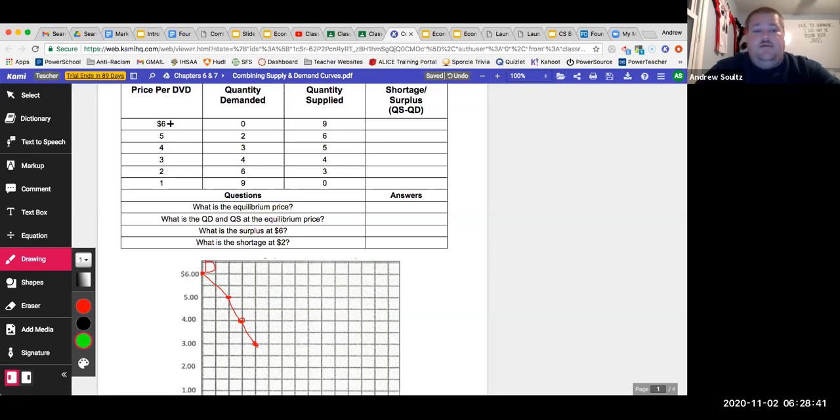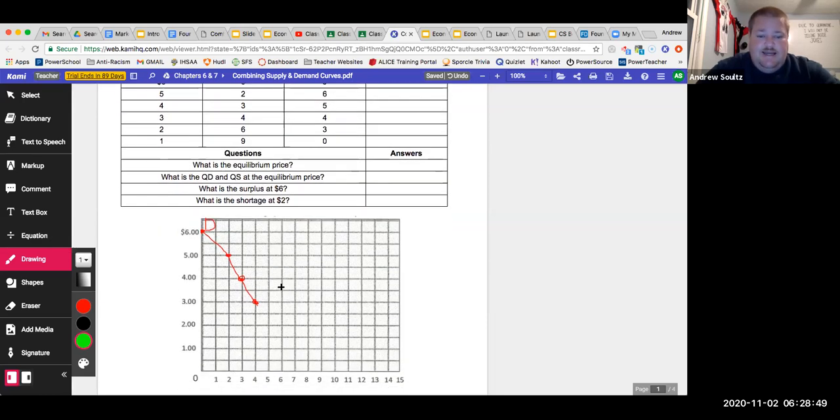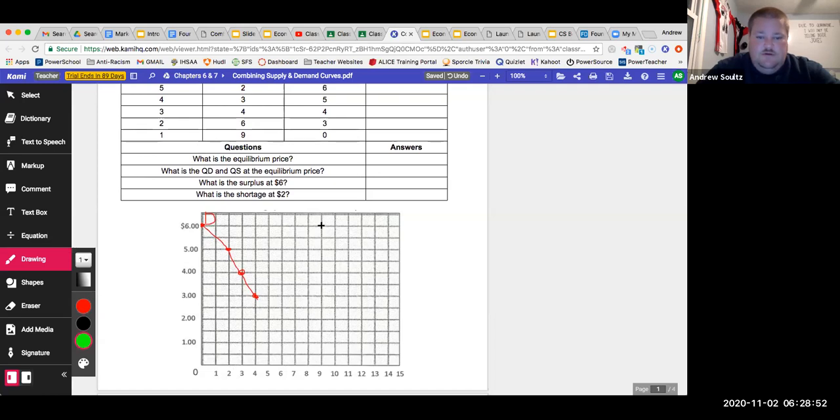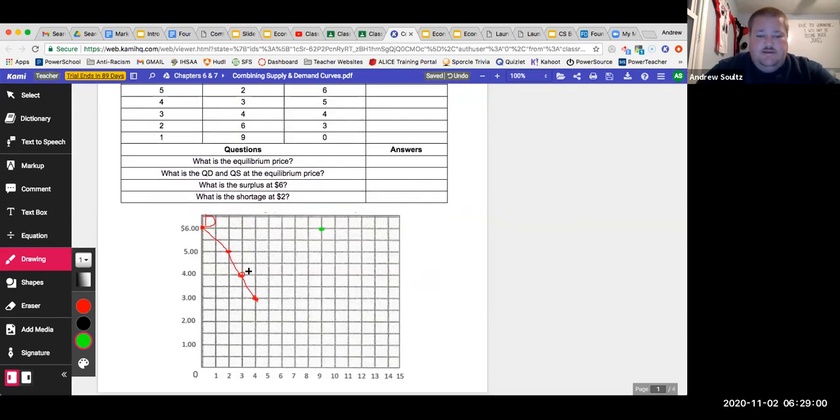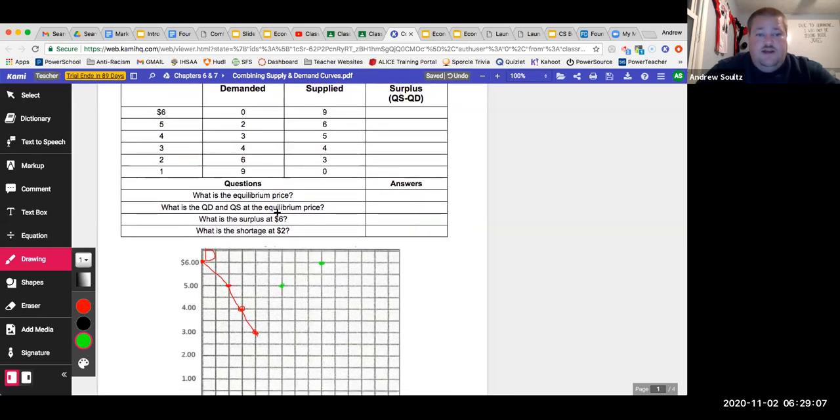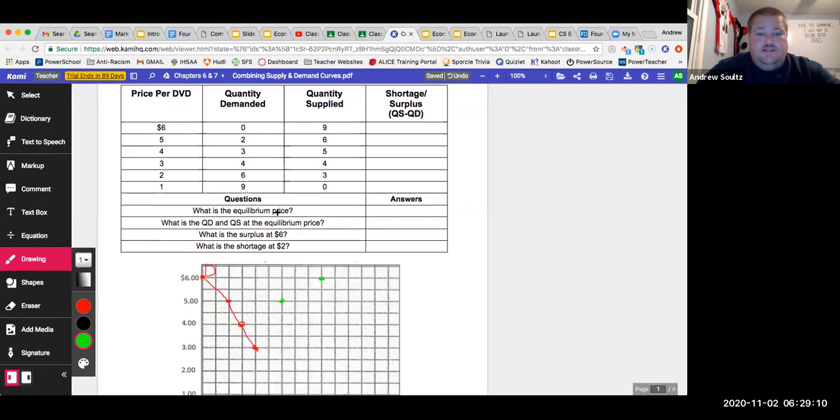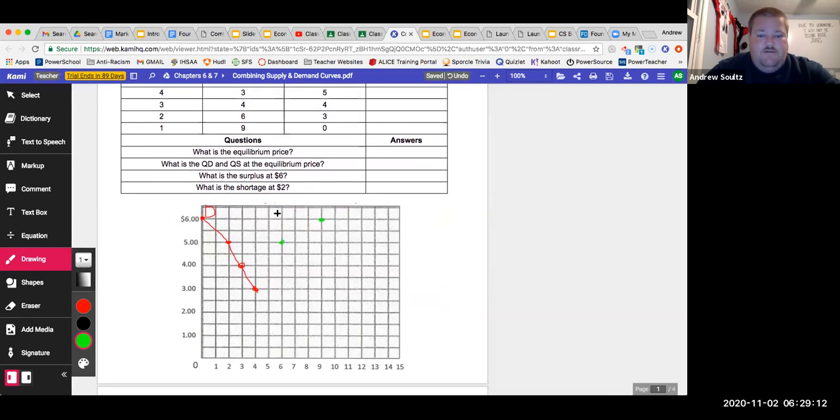Now, to do supply, we have a price column and we have a quantity supplied column. When the price is 6, the quantity supplied is 9. So we'll have a point up here. When the price is 5, the quantity supplied is 6. When the price is 4, quantity supplied is 5.